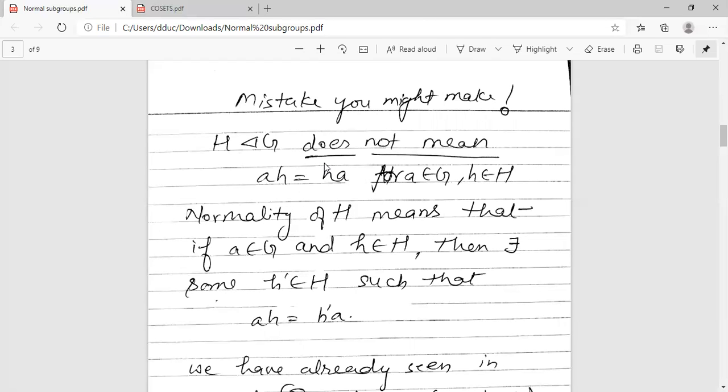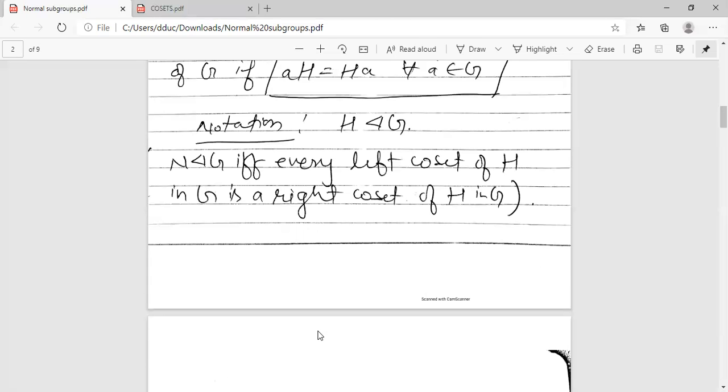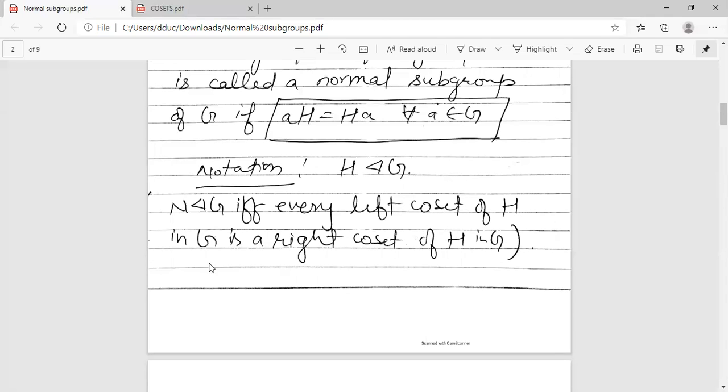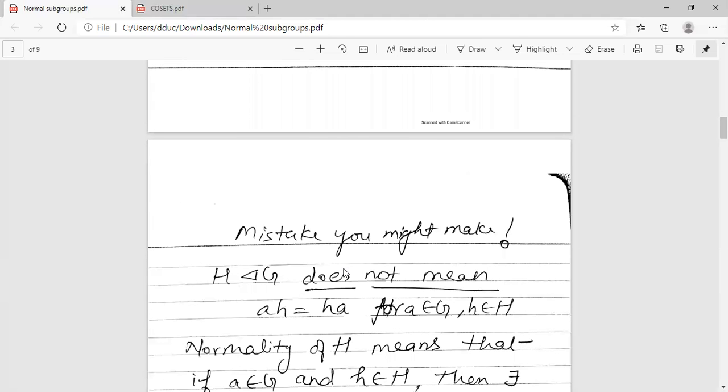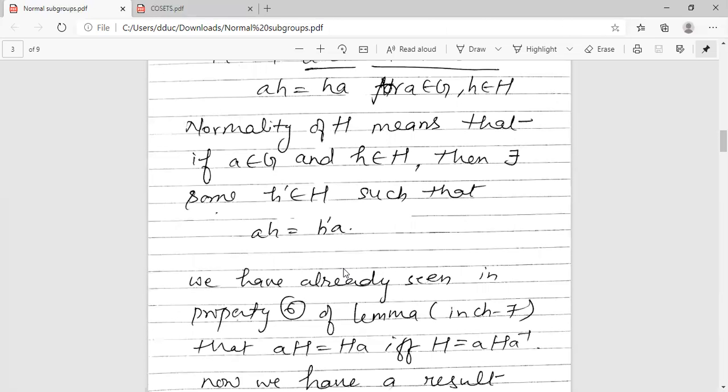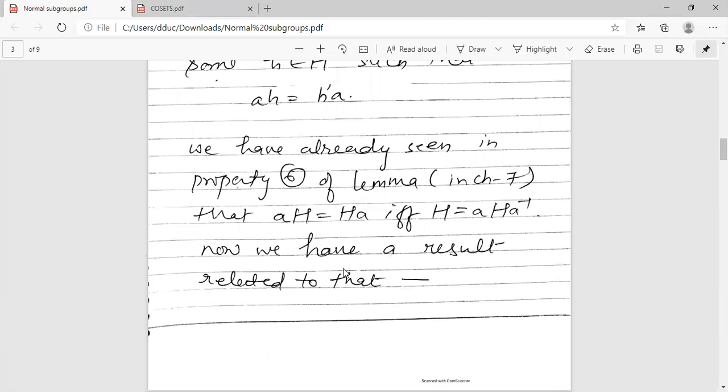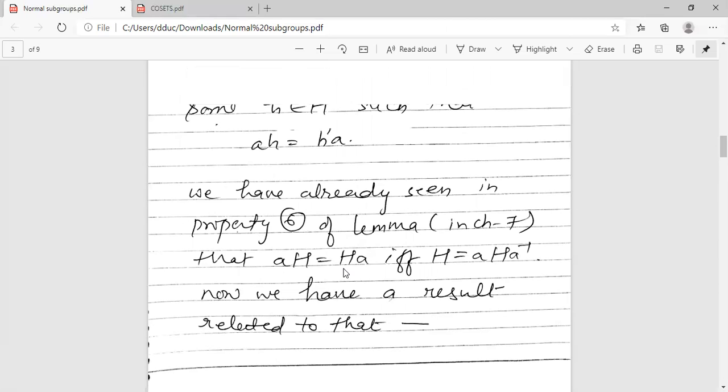We are saying that ah is equal to h'a for some other h'. So normality of H means that if a belongs to G and h belongs to H, then there exists some other h' in the subgroup such that ah is equal to h'a. We are not saying that ah is equal to ha. As in this sentence, we were saying that every left coset of H in G is equal to some right coset of H in G. So we are not saying commutativity; we are saying ah is equal to h'a.